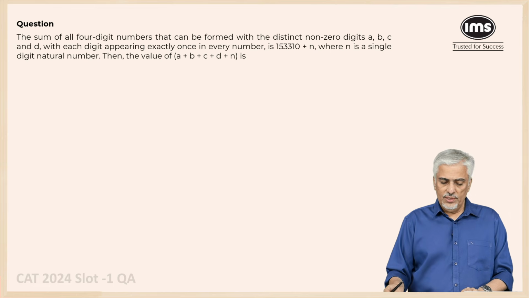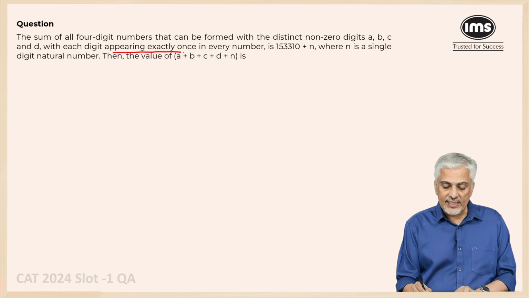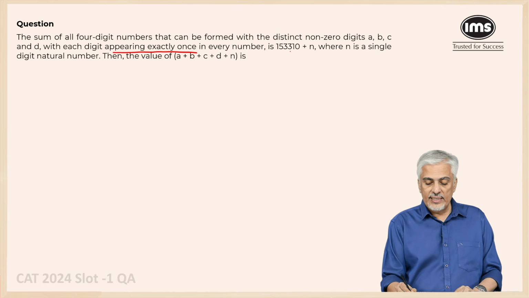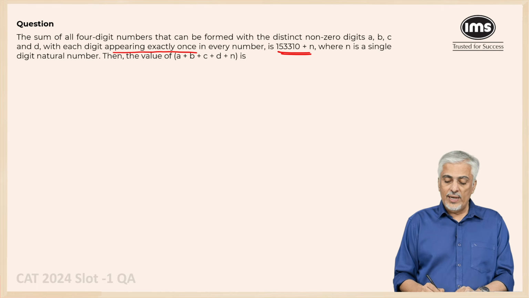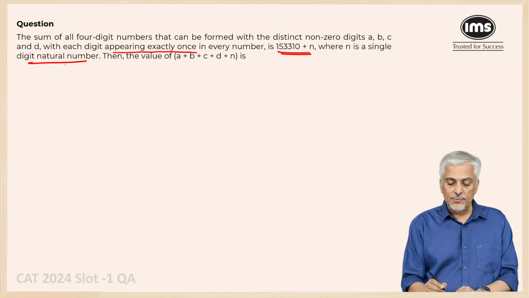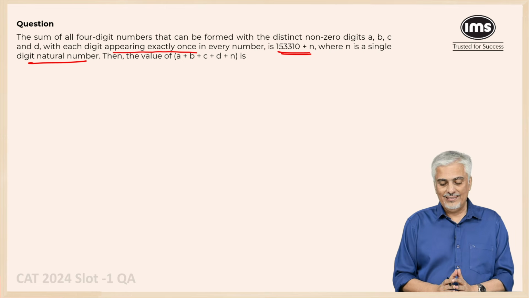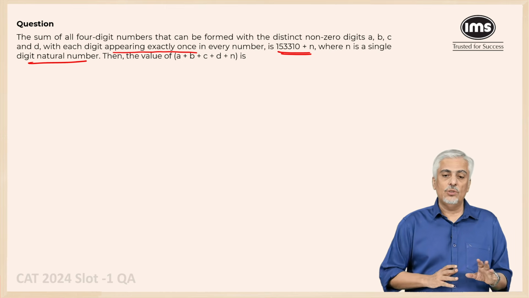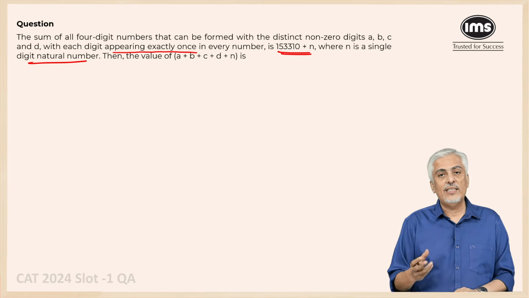Let's have a look at the next question. The sum of all 4 digits of a number that can be formed with distinct non-zero digits A, B, C, D, with each digit appearing exactly once in every number, is given as 153310 plus n, where n is a single digit natural number, then what is the value of a plus b plus c plus d plus n? Looks difficult. The first thought as you are reading the sum is that it's pretty confusing what they're trying to say and all that.